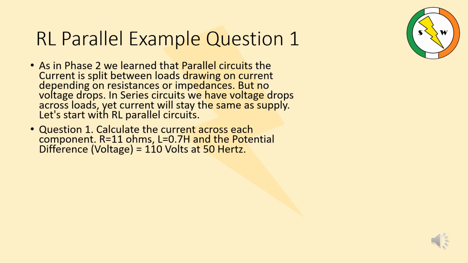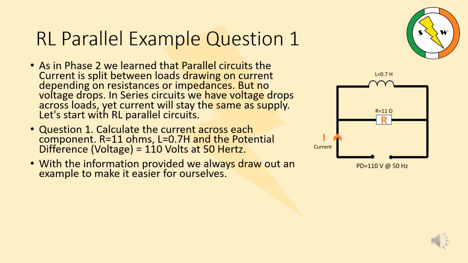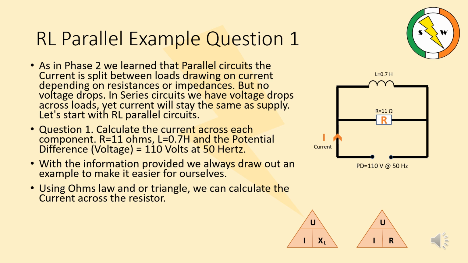Question 1. Calculate the current across each component. R equals 11 ohms, L equals 0.7 H, and the potential difference, voltage, equals 110 volts at 50 Hz. With the information provided, we always draw out an example to make it easier for ourselves. Using Ohm's law and our triangle, we can calculate the current across the resistor. IR, or current at the resistor, equals voltage over resistance. That is 110 divided by 11. Answer equals 10 amps across the resistor.